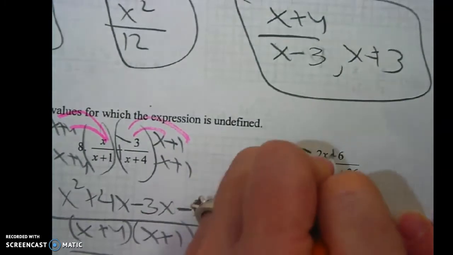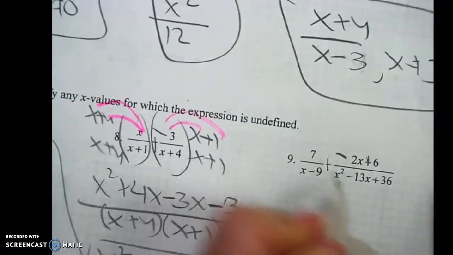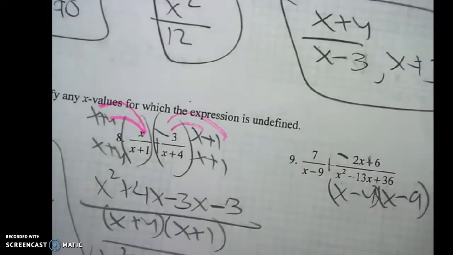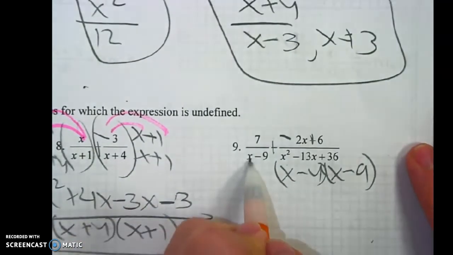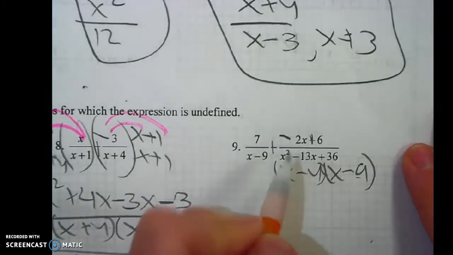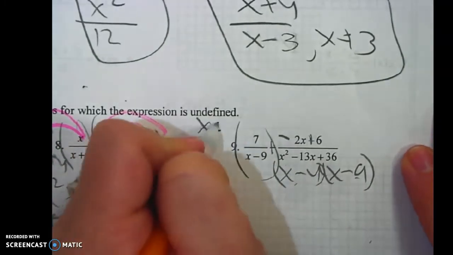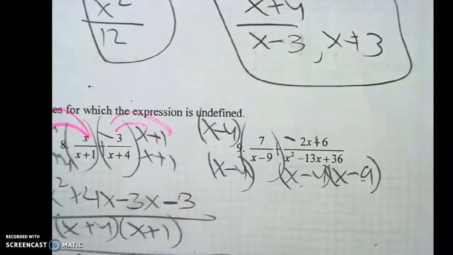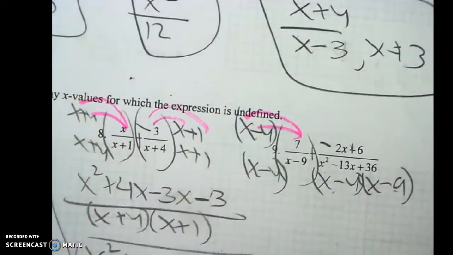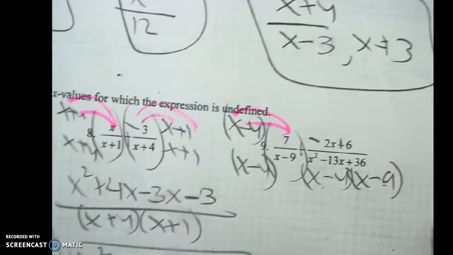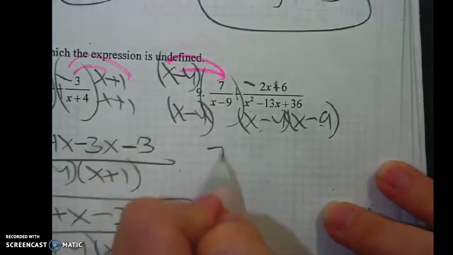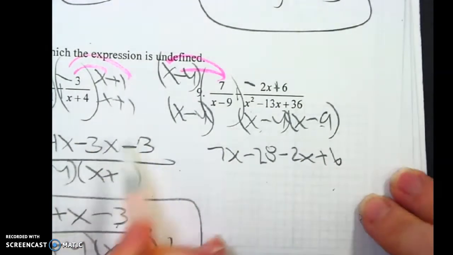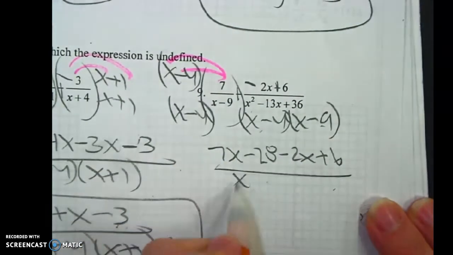Change the sign of everything to the right. I can factor this. This has an x minus 9, this has an x minus 9, and this has an x minus 4, so this needs an x minus 4. And then distribute: 7x minus 28 minus 2x plus 6 all over this.